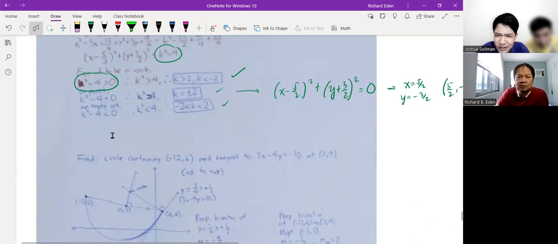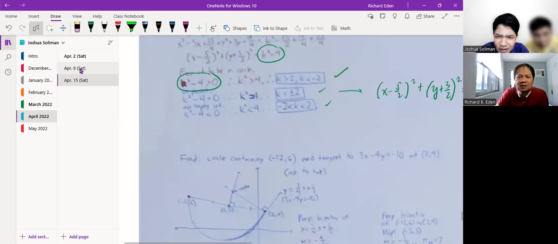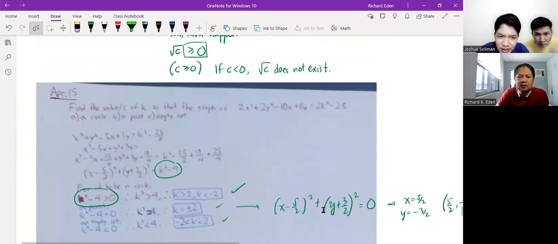But for now, if I did not put the date there, say it's the same date. Okay, all right. It's also April 15.